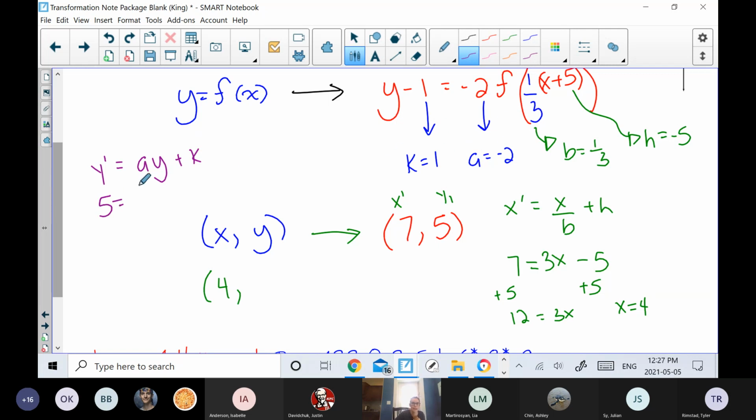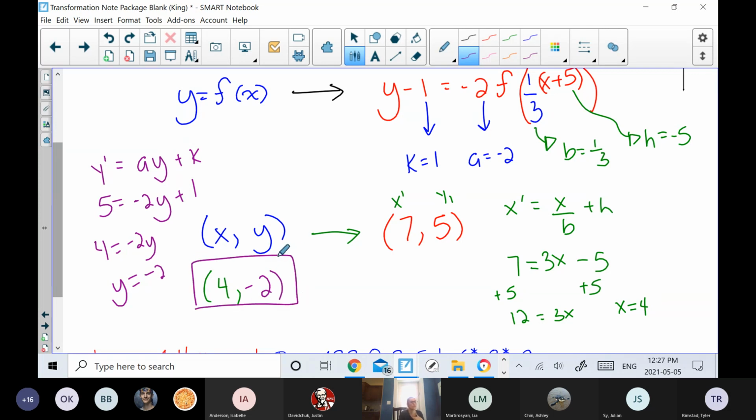A is -2 times y. I don't know what y is. That's what I'm trying to find out. Plus k. K is 1. Now solve for y. Subtract 1 from both sides, and you're going to get 4 is equal to -2y. Divide both sides by -2. Y is equal to -2.